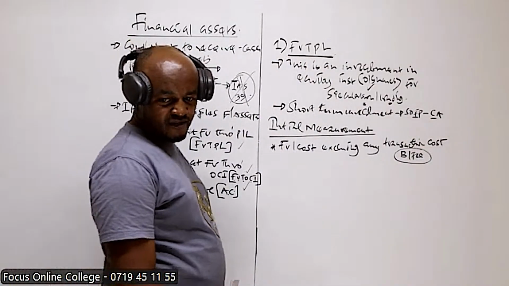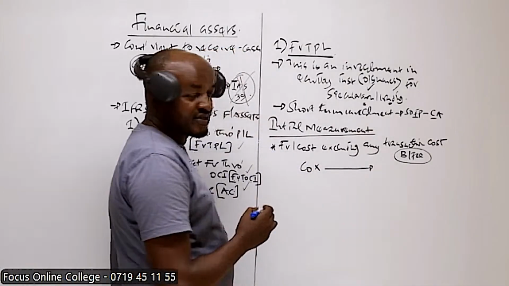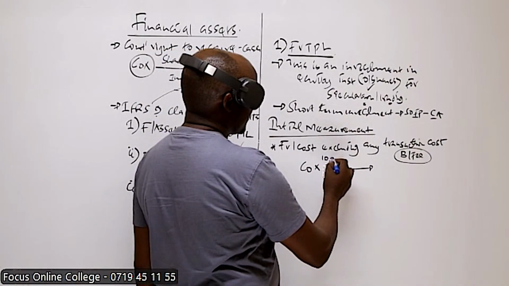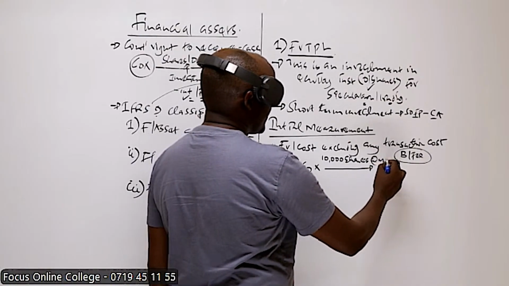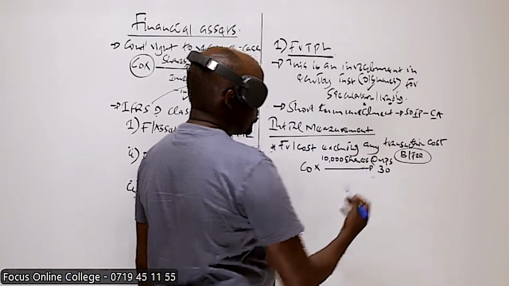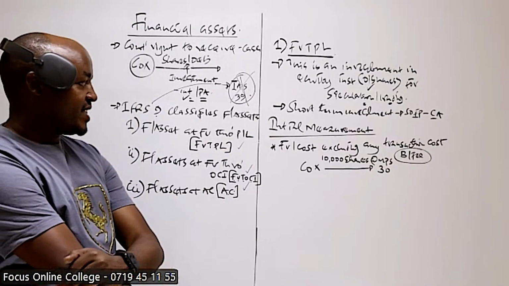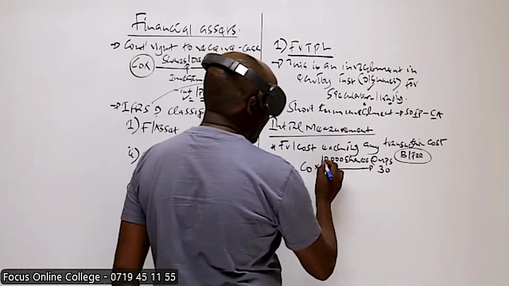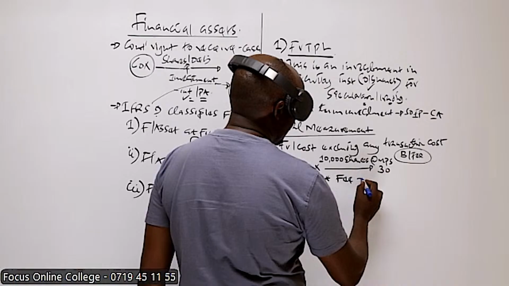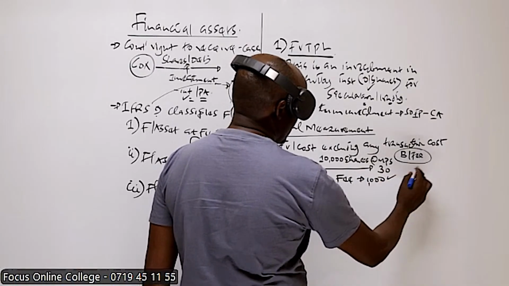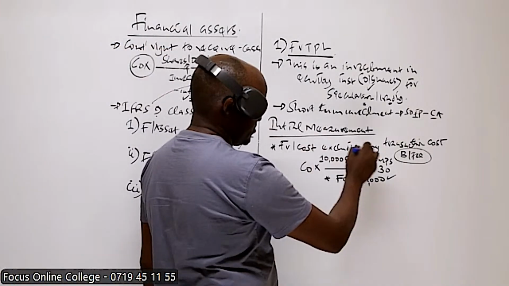So if, for example, we have a company X, and this company has invested in 10,000 shares, and we assume the shares were bought at a market price of 30 shillings. And then you're told that the company was also charged a fee of 1,000 by the stockbroker. That was the fee charged by the stockbroker. So how will the company record this?